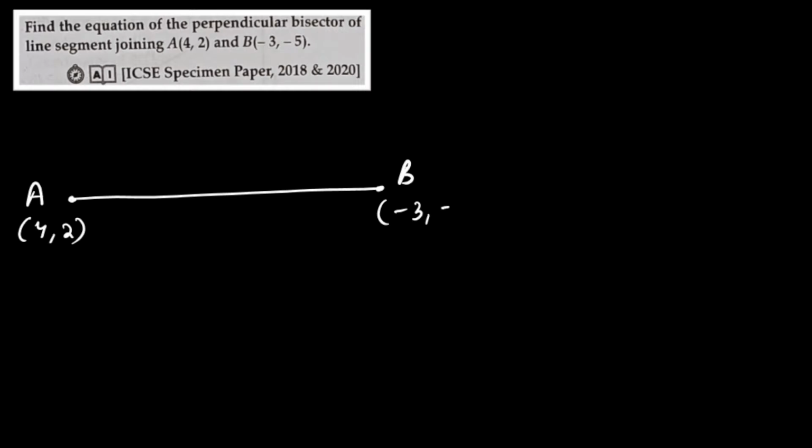Let's do the next question. What is given to us? Find the equation of the perpendicular bisector of the line segment. One line segment AB is given to us, and AB's coordinates are given: A's coordinates are 4, 2 and B's coordinates are minus 3, minus 5. So we have to find the equation of its perpendicular bisector.